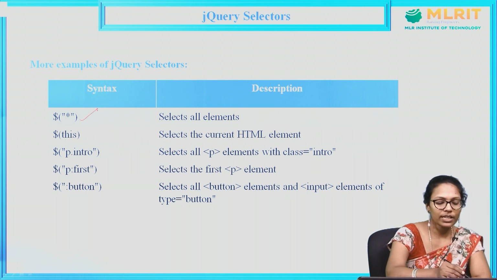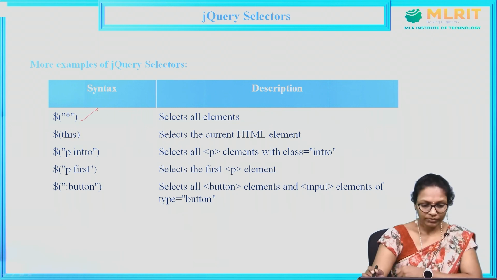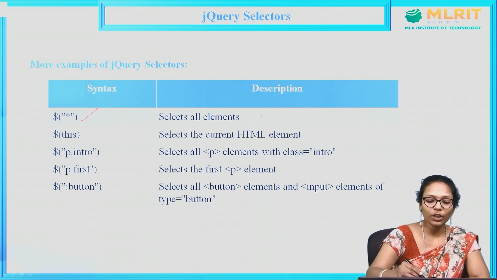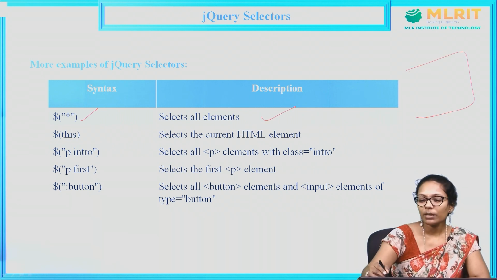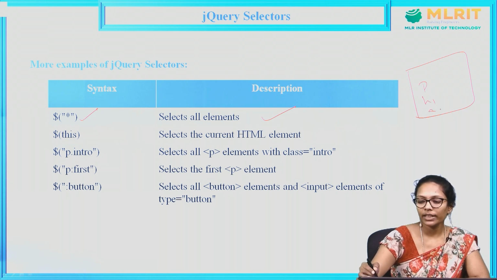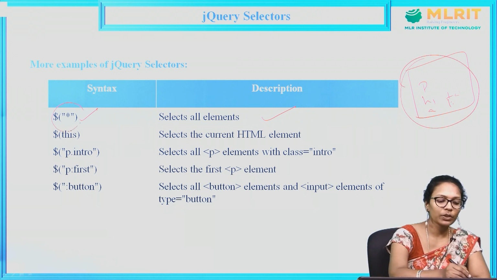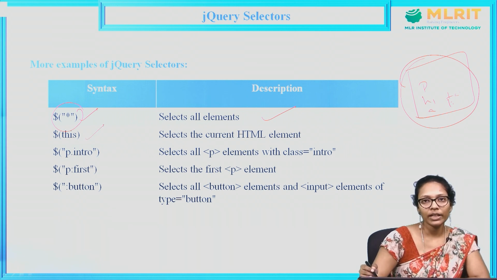So the first one is star. Star indicates it will select all the elements in the HTML document. For example, in your HTML, you have some 10 elements, 3 paragraphs, 3 H1 tags, 1 anchor tag, 1 table tag, 1 list tag. So like that, if you have, all the elements will be selected if I use star. And we know this refers to the current element, right? If I use this, only the current element will be taken.